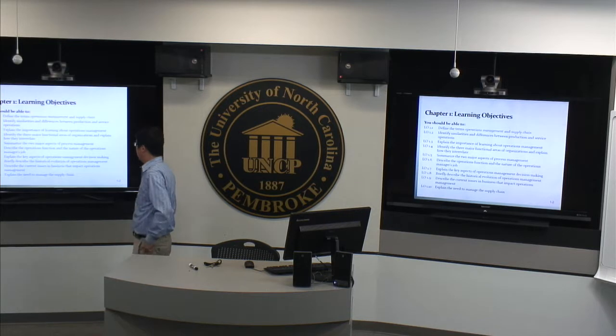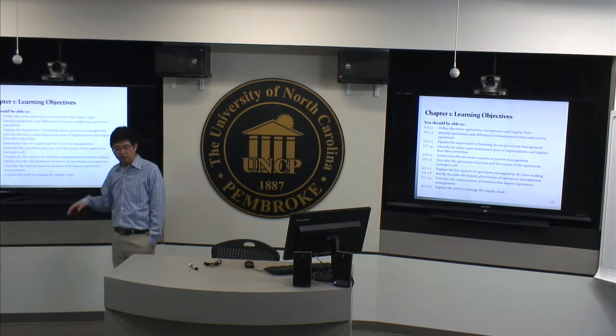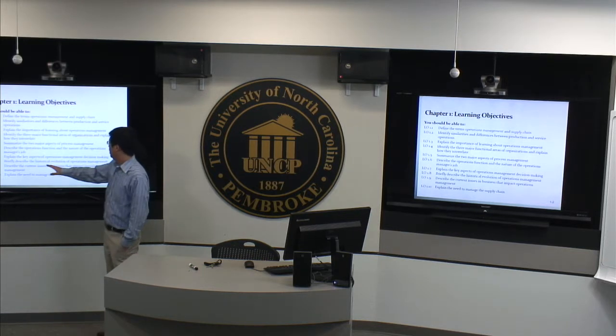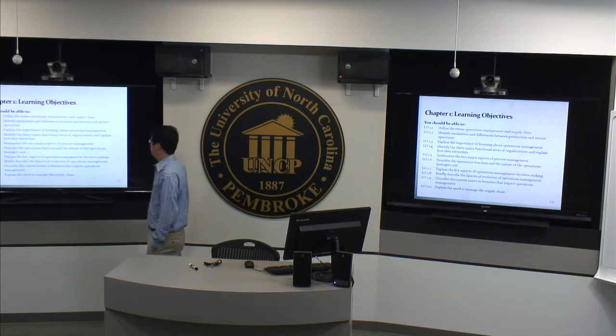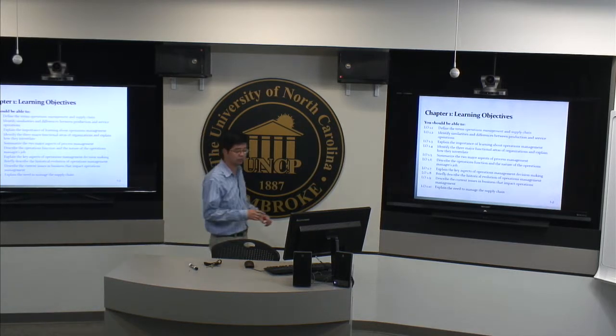Right? Key aspects of operations management, decision making. Describe historical evolution of the OM. I will let you read the parts because this is pretty straightforward. Describe the current issues in business, current trends, like e-business, something like that, that have some influence on our field, operations management, right? And finally, come back to supply chain. Explain the lead to manage the supply chain.